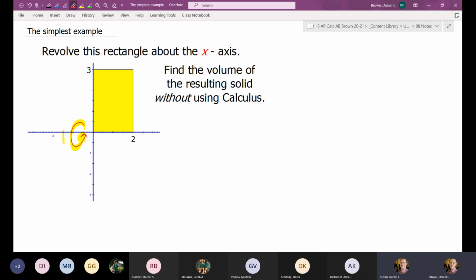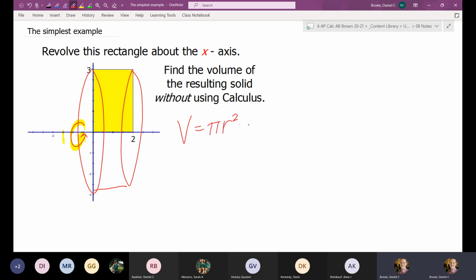I'm not the best at drawing in 3D, but this rotates around the x-axis. It's basically a cylinder sitting on its side. We know how to find the volume of a cylinder. So we have that circle formula, pi r squared times the h. In this case, the radius was 3, and the height, since it's on its side, would be 2. 9 times 2 is, of course, 18 pi.